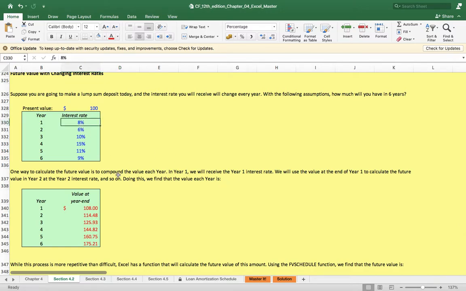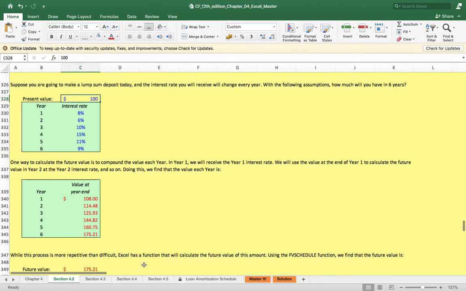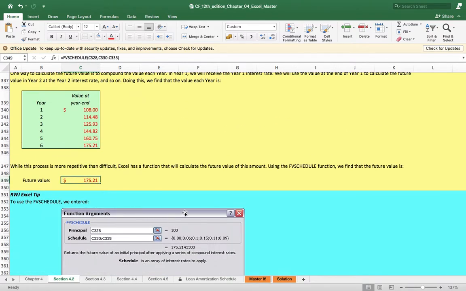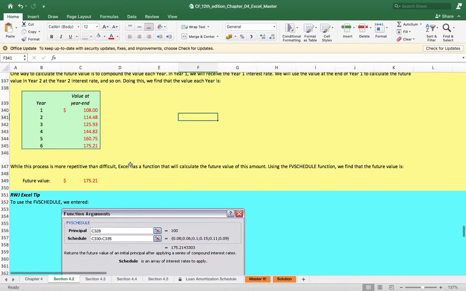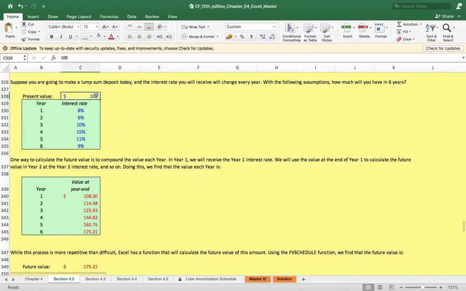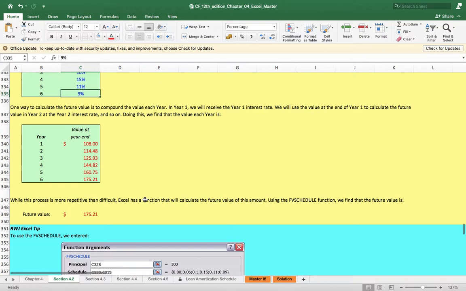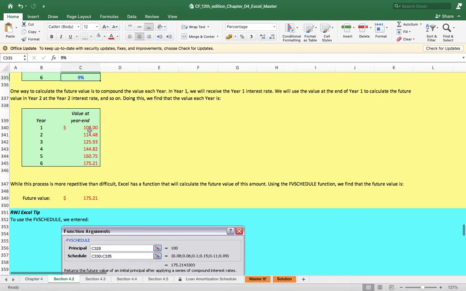You see, for example, present value you are investing $100. It is a different kind of exercise, okay? So what is the question? Question is, you invested $100 today. The rate of return is 8% first year. Spot rate of first year is 8%. Spot rate second year 6%. Third year 10%. Fourth year 15%. Fifth year 11%. Sixth year 9%. What is the future value? Very simple. You can calculate the inbuilt. You can calculate through the time value formula.